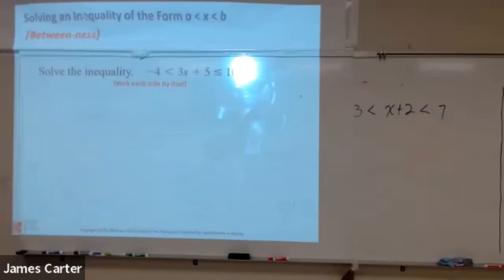Okay, we give you this problem. Here is my guidance to you. Work each side by itself. Do not try to work both sides against the middle. Don't try to add -5 here and add -5 on there in the same problem. Break it down into two separate problems. This problem and that problem. You can see my Venn diagrams.